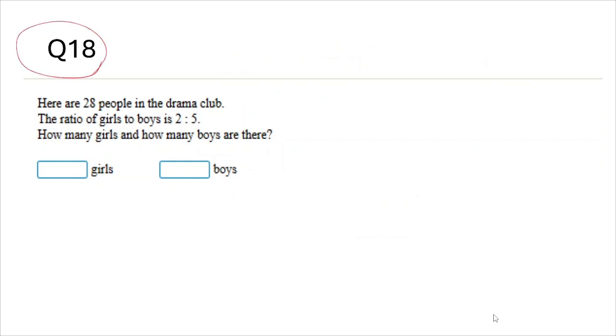Now, question number 18. Question number 18 says there are 28 people in the drama club. So I have 28 people. The ratio of girls to boys is 2 to 5. Okay? How many girls and how many boys are there?